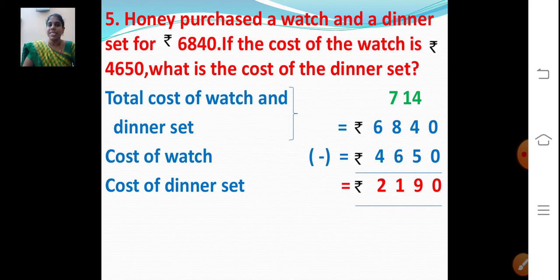We are going to subtract the cost of watch from the total cost of watch and the dinner set. So Honey purchased a watch and the dinner set for rupees 6,840. If the cost of watch is 4,650, what is the cost of dinner set? First write total cost of watch and dinner set, 6,840. Cost of watch, 4,650. Then cost of dinner set. Subtract these two. The answer is 2,190. So what is the cost of dinner set now?